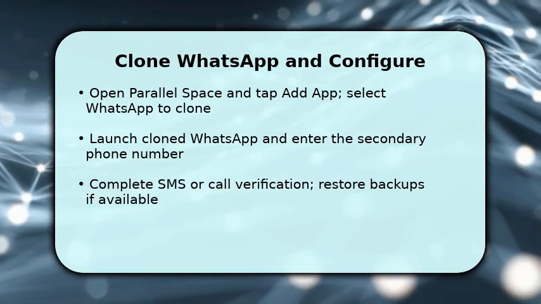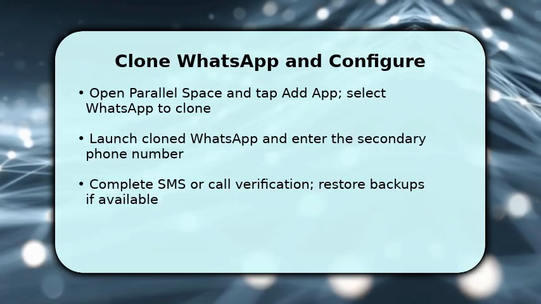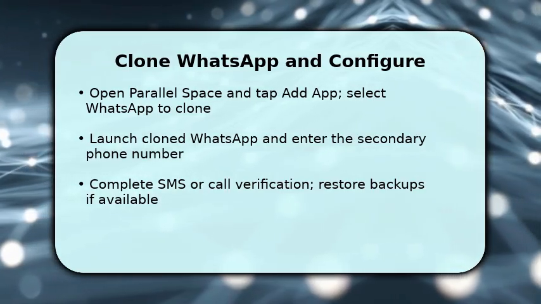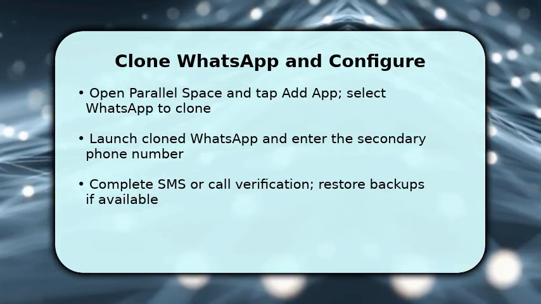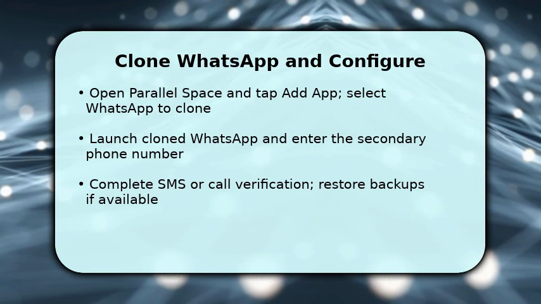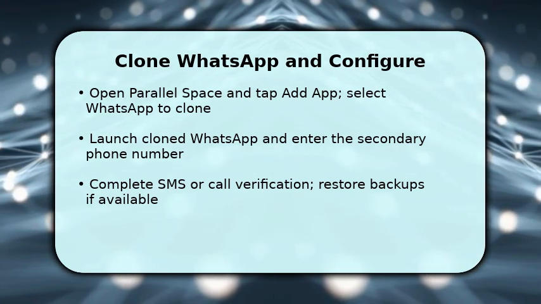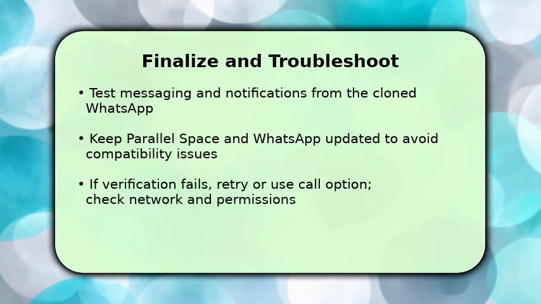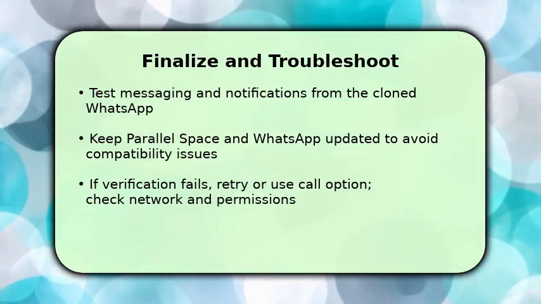After you request verification, complete SMS or call verification as usual. If you have a backup tied to that number, restore it now. Once verified, personalize notifications and privacy settings inside the cloned app so messages arrive reliably. Finish by testing sending and receiving messages in the cloned WhatsApp. Make sure notifications appear and media opens correctly, because that confirms a full setup.